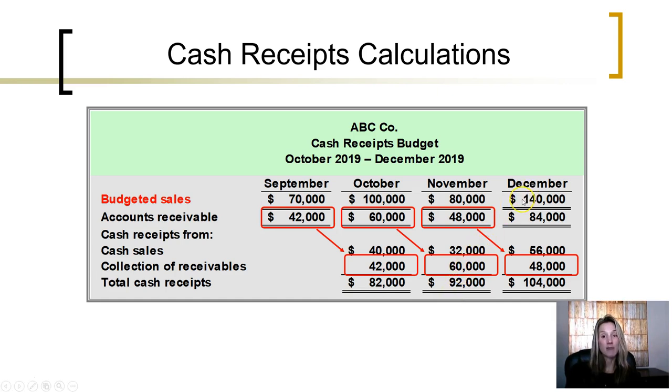Finally, for the last month of the budget period, December. In December, we will receive 40% of December sales, 40% of $140,000 or $56,000. We will also receive last month's credit sales, or $48,000 of November sales will be collected in December. So we now have the amount of cash budgeted to be received for the period we are budgeting.